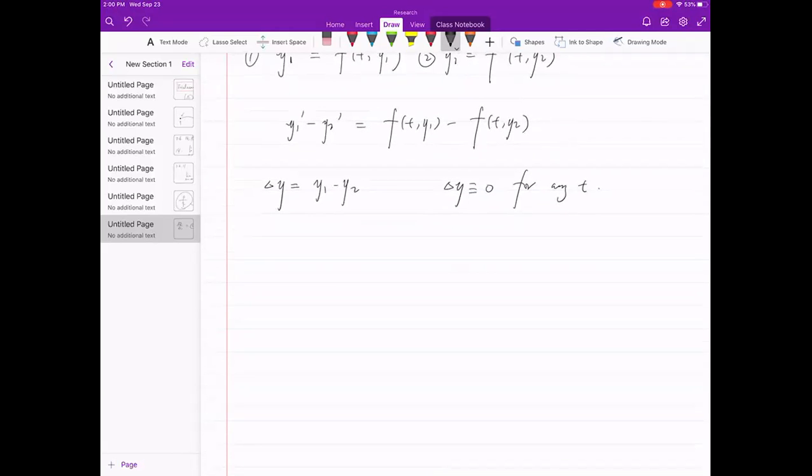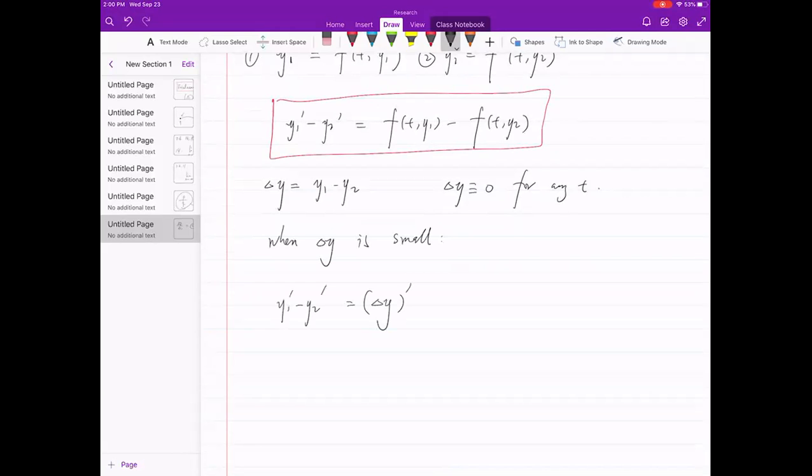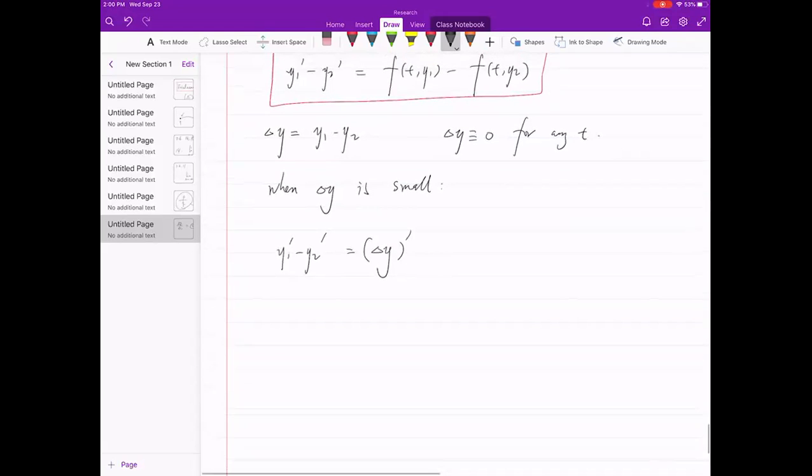Now let's take a look, going from here. When delta y is super small, the left side becomes delta y prime, because prime is linear. This is almost like partial f partial y times delta y.